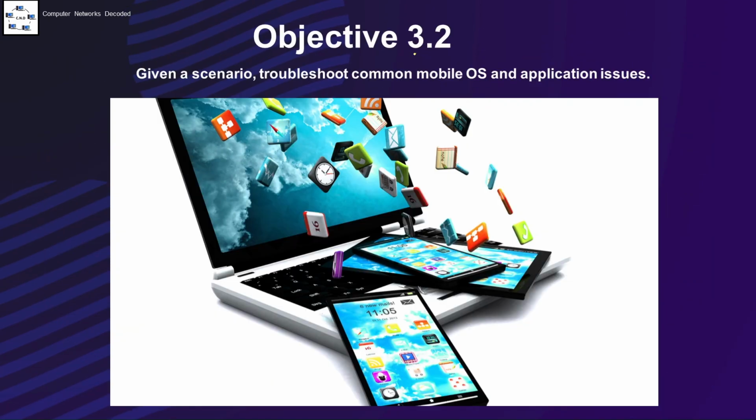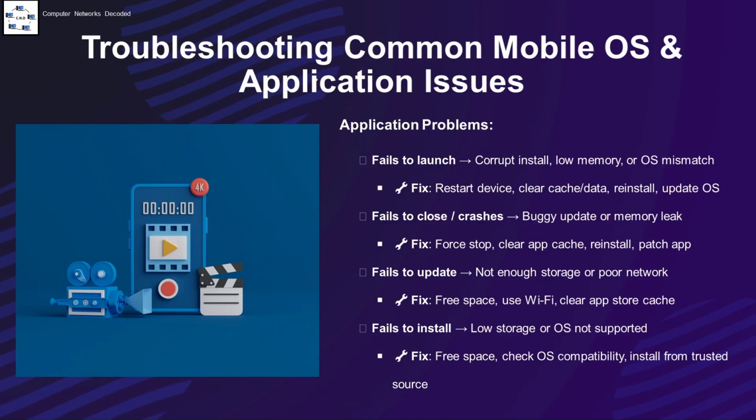Our objective 3.2 is: given a scenario, troubleshoot common mobile operating system and application issues. The previous objective was about workstation operating systems such as Windows. Now we are talking about mobile operating systems and different application issues.